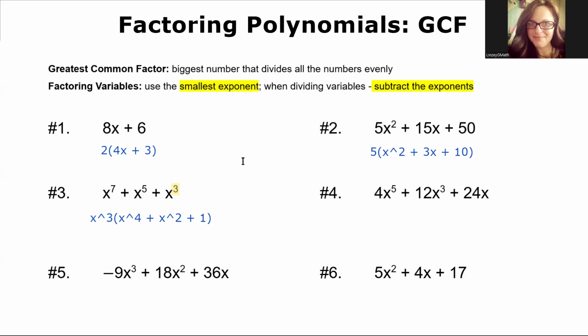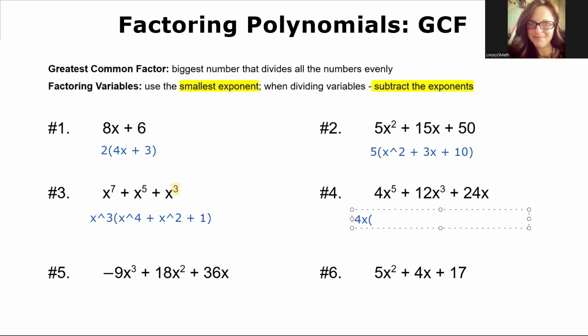Number 4. We have both a greatest common factor with the numbers, the coefficients, and with the variables. Let's start with the numbers, 4, 12, and 24. 4 is the greatest common factor, the biggest number that will divide 4, 12, and 24. Now for the variables. We have x to the 5th, x to the 3rd, and x to the 1st power. We'll use the smallest one. They all have one x in common, x to the 1st power.